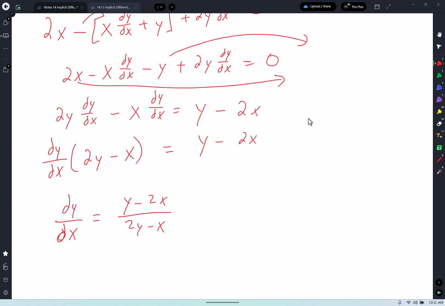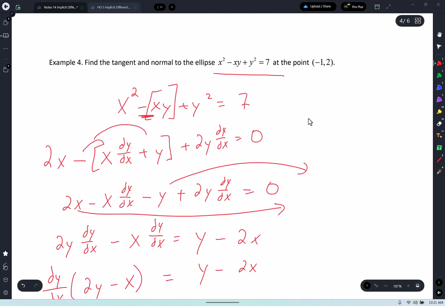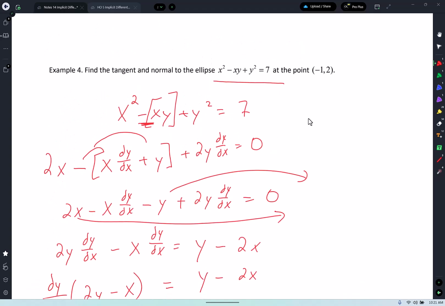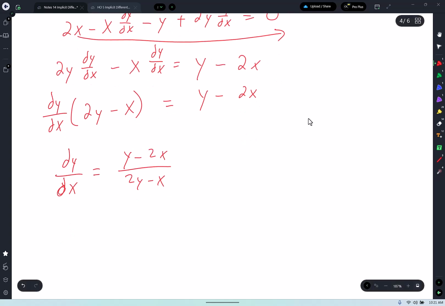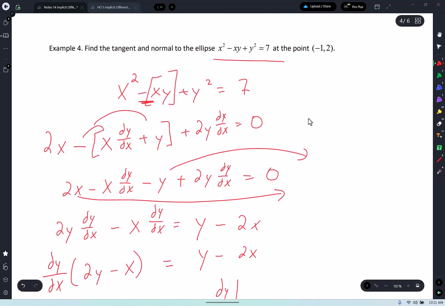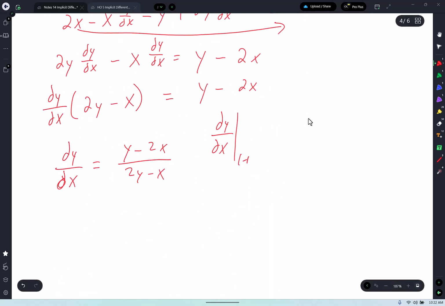All right. And that's it. We're done. Oh, wait. No, we're not. We want the tangent slope. We want the tangent line. All right. Here we go. I'm going to write dy dx. I'm going to write a line. That line means evaluated at -1, 2.